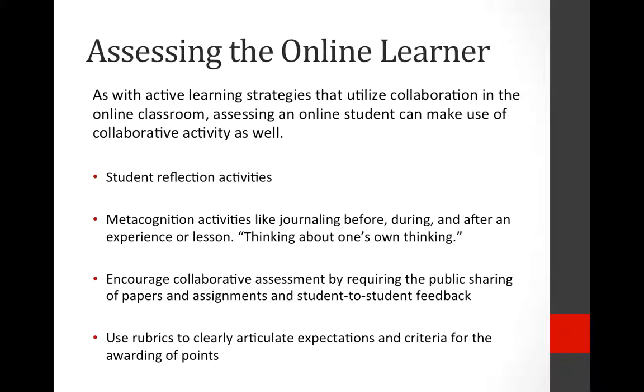As with active learning strategies that utilize collaboration in the online classroom, assessing an online student can make use of collaborative activity as well. A few ideas for collaborative assessments include student reflection activities, metacognition activities. Metacognition means thinking about one's own thinking, and these activities might look like journaling before, during, and after an experience or a lesson in order to track student development. You can encourage collaborative assessment by requiring the public sharing of papers and assignments and giving student-to-student feedback. And finally, using rubrics to clearly articulate expectations and the criteria for the awarding of points.